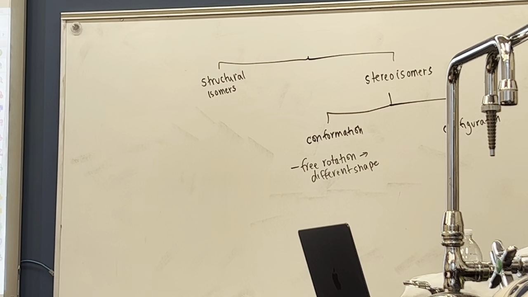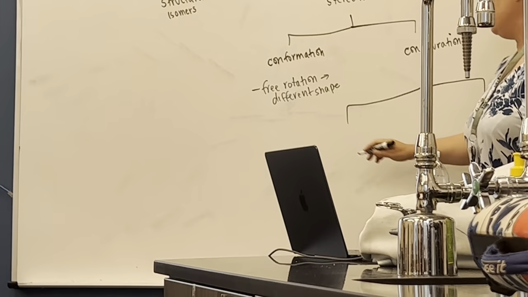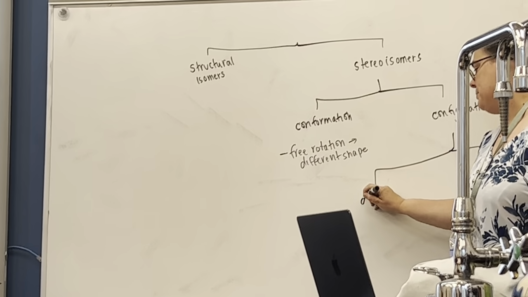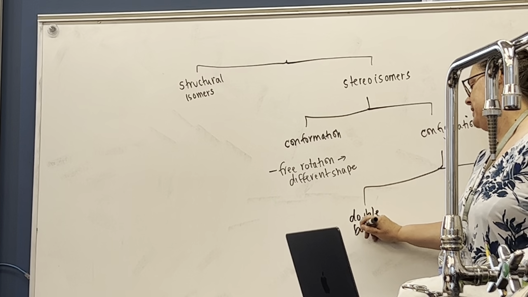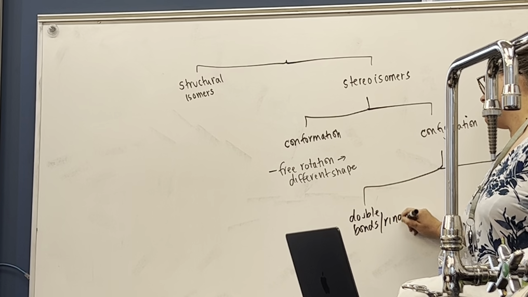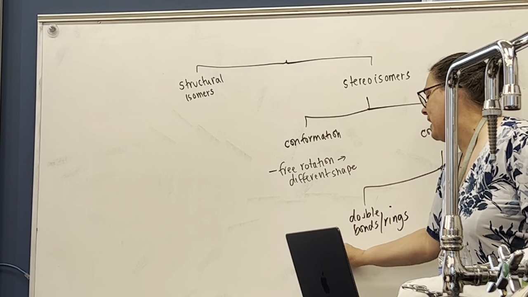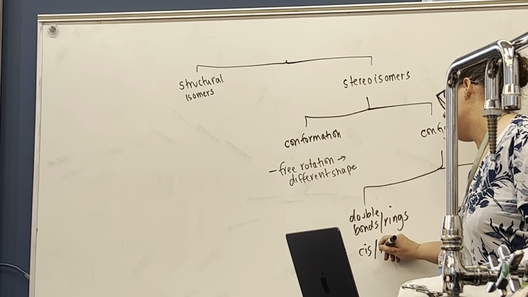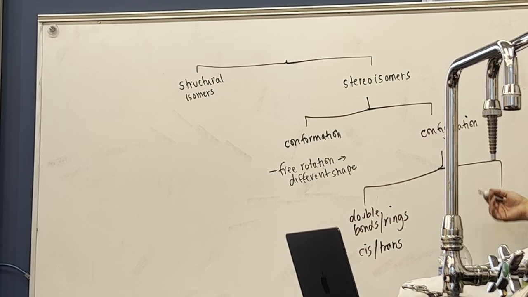Configurational isomers are going to have to do with taking this thing apart and putting it back together differently to change the molecule. And here we're going to have two classes. We're going to have things with double bonds or rings, that is, things that prevent rotation. This is where we got E and Z, or cis and trans. And we're going to have optical isomers. This is where we're going to have D and L, or R and S, maybe even alpha and beta. This is where the fun came.